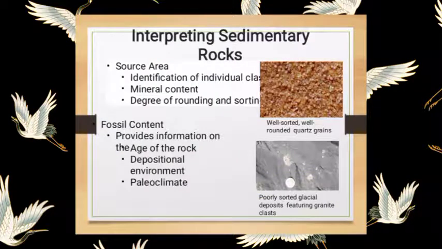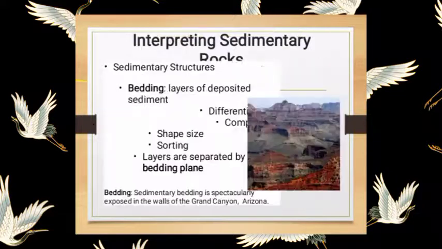The source area is identified by individual classification, mineral content, and degree of rounding and sorting, and the fossil content provides information on the age of the rock, depositional environment, and paleoclimate. The sedimentary structures: number one is bedding, layers of deposited sediment, with differentiation and compaction, shape, size, and sorting. Layers are separated by bedding planes.